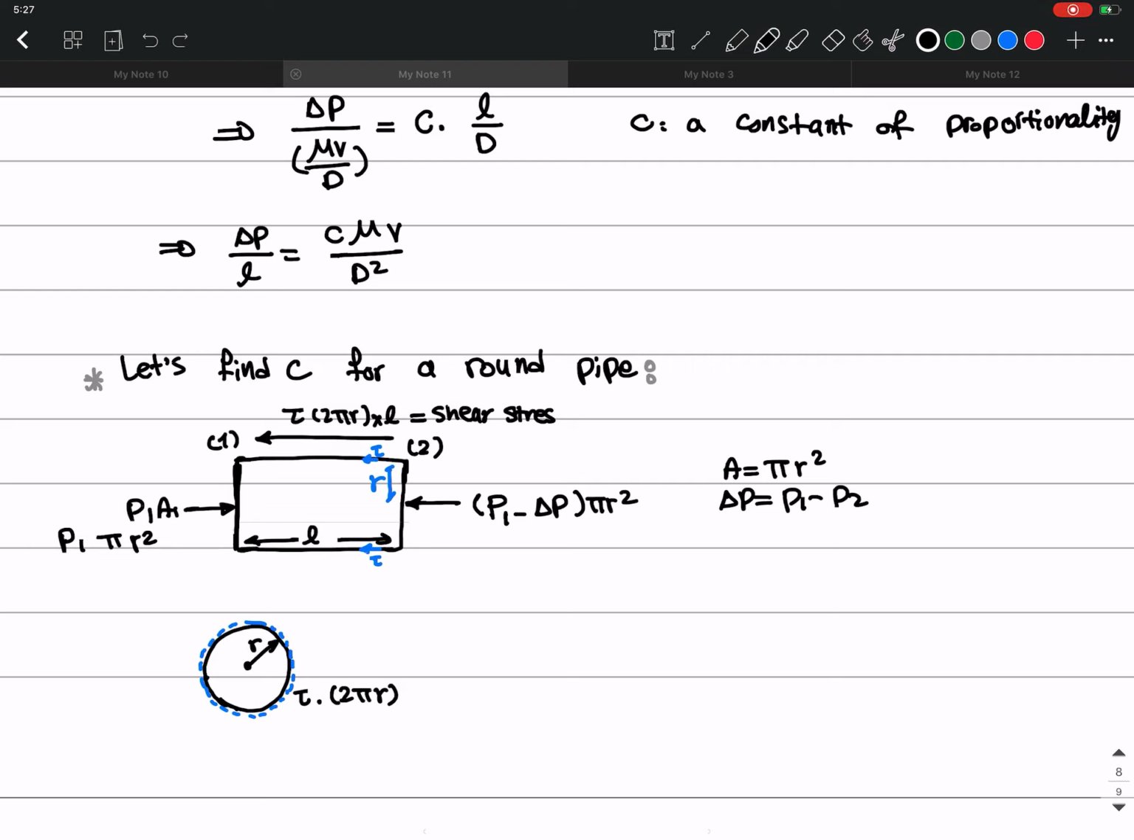Total shear stress. Let me write it down. Total shear stress. And remember, tau is force per area. So if you want to get the force, the total shear force is going to be tau times area. And we have here also the area, right? This is going to be area, so r squared.